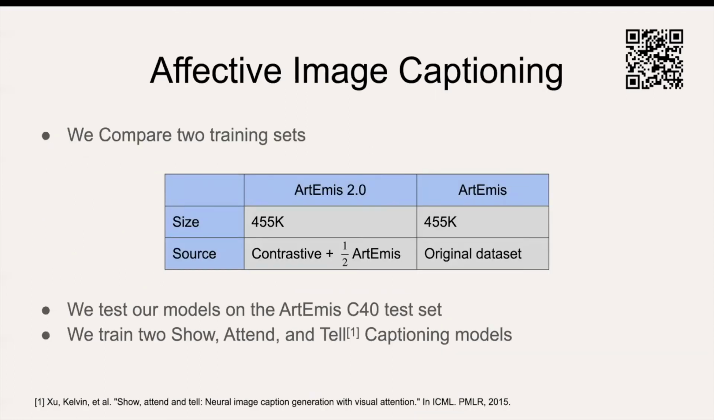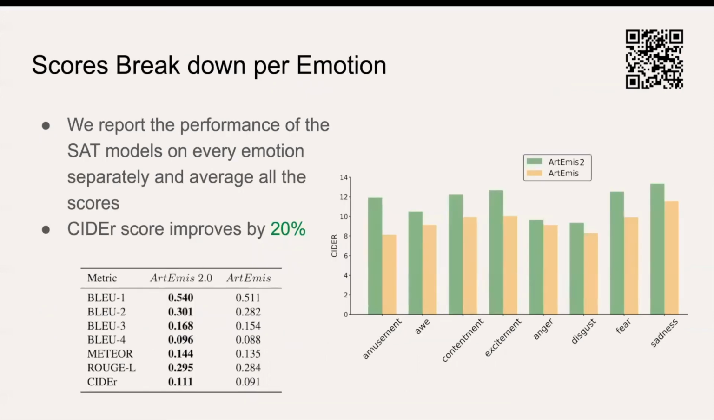We use the task of affective image captioning as a practical application to show the advantages of using Artemis 2. To this end, we trained two Show, Attend, and Tell models, one trained on Artemis 2, while the other is trained on the original dataset. For testing, we use a subset of the original dataset called Artemis C40, which has 40 captions per image. Thus, it has a better coverage of emotional experiences, and it has no newly collected samples, so it guarantees fair comparison. We report the scores grouped by grounding emotion.